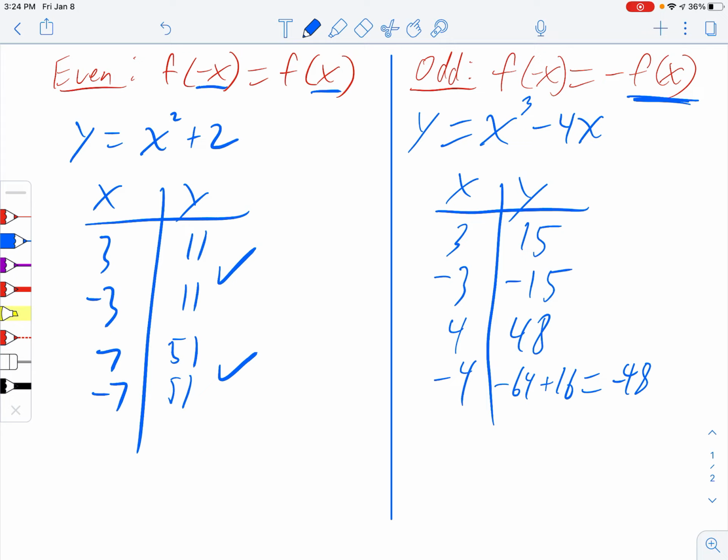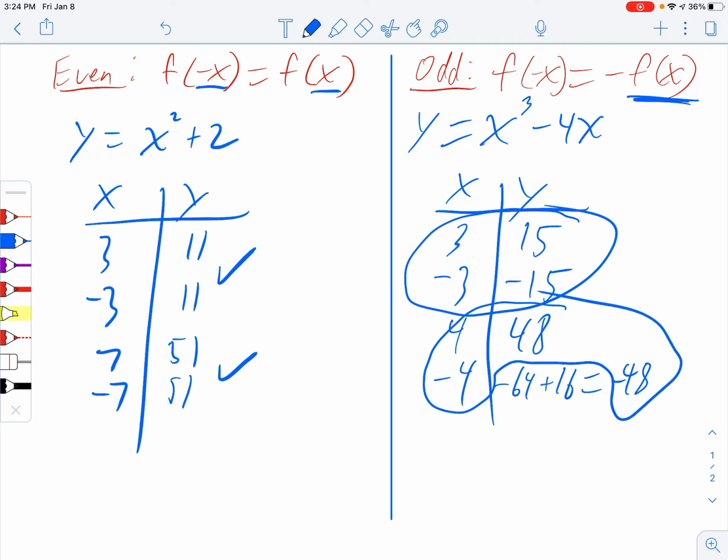I like looking at it this way because in the table you can see that for odd functions, when you plug in opposite x values, you get opposite y's. But in an even function, when you plug in opposite x's, you get the same y. That's what it means. And if neither of those things happen, if you get different answers, then it's neither even nor odd.